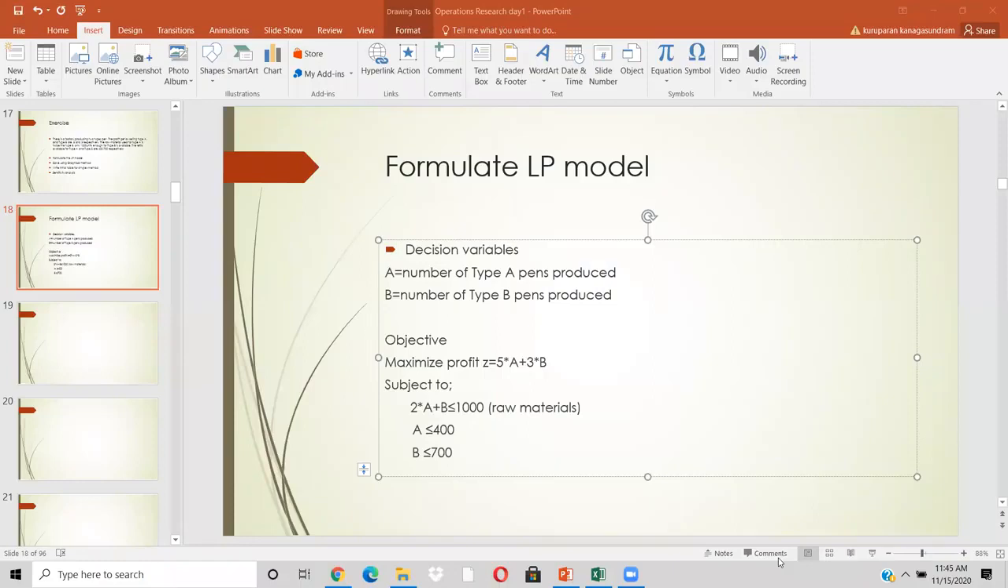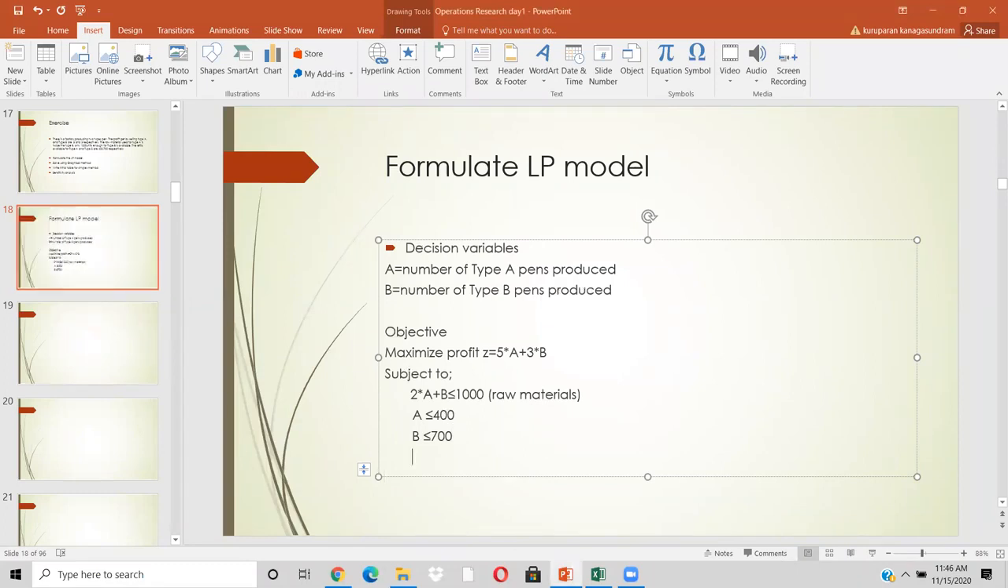Positive values. Why? The number of pens are real numbers, that's positive numbers. Whether you can say -2 pens? Can you ask in a shop, can you give me -2 number of pens? There's no point. Okay, so there will be an additional constraint: A comma B greater than or equal to 0.